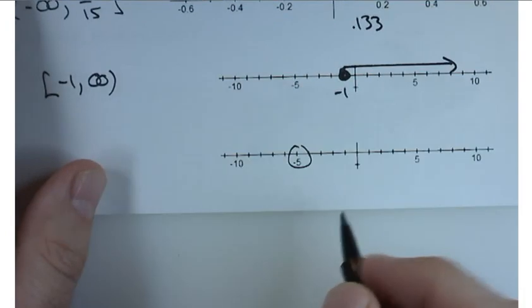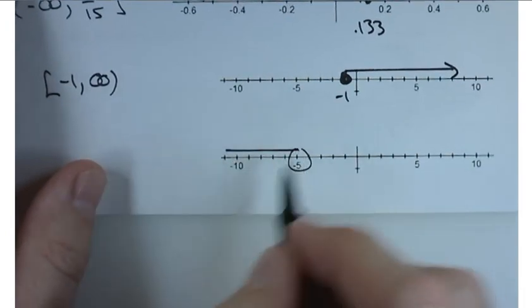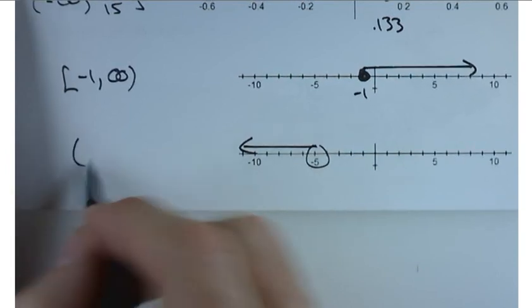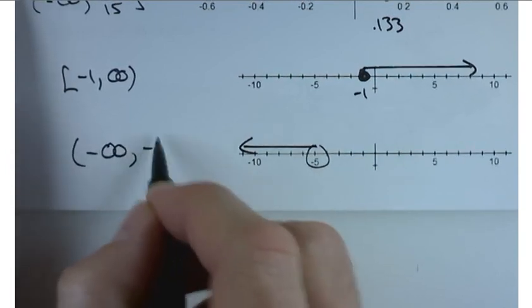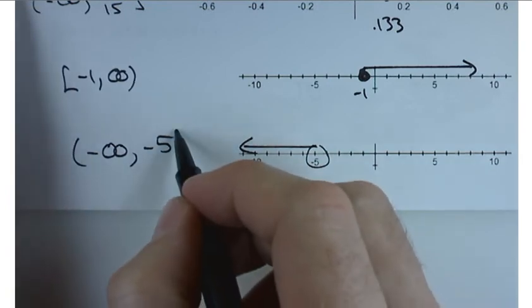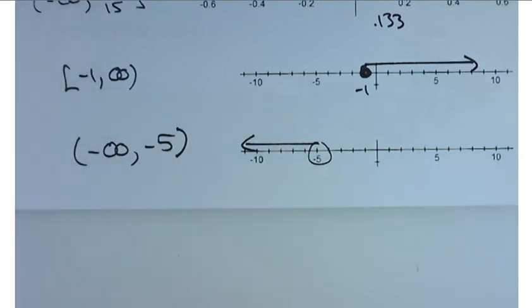That's going to be numbers to the left of negative 5. The interval notation is going to be negative infinity to negative 5. Bracket or parenthesis on the negative 5? Parenthesis. All right.